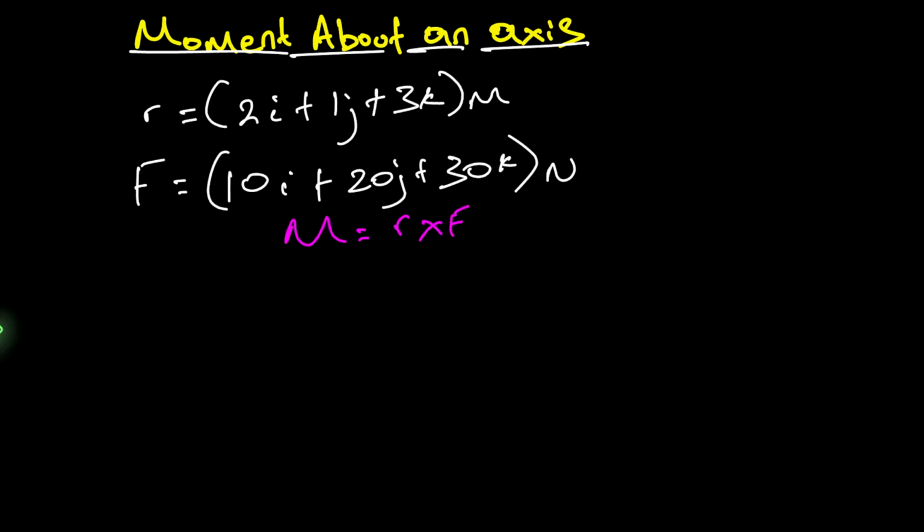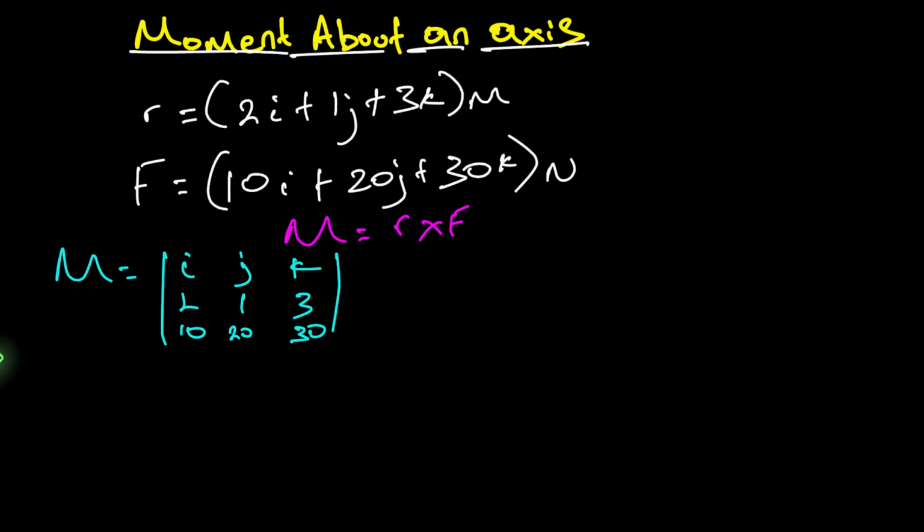I'm going to take a slightly different setup to the first video that I've done, just so you can see everything in one go. So first of all, we're going to write this out in matrix form. So M is given then as i, j, and k. And I'm going to use the coefficients of i, j, and k for r, which are 2, 1, and 3. And then the coefficients of i, j, and k for our force, which will be 10, 20, and 30.